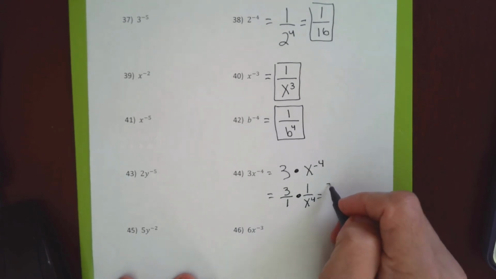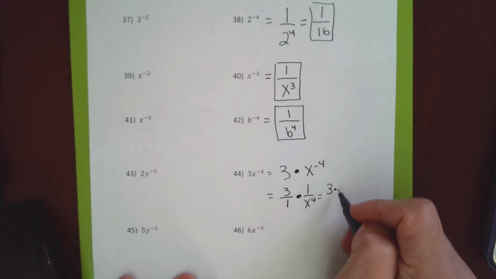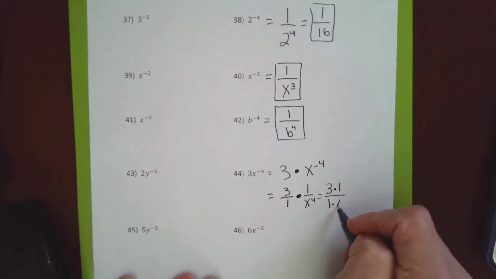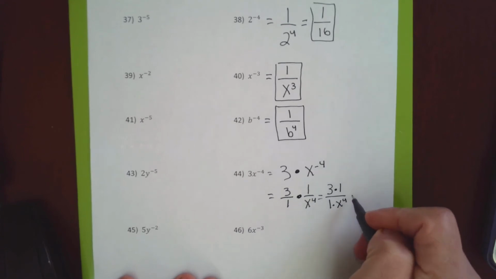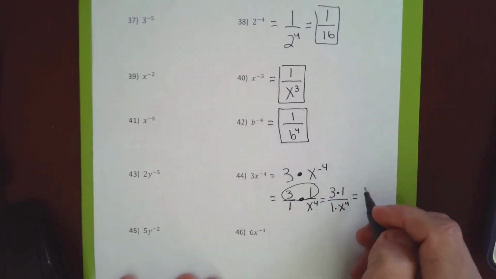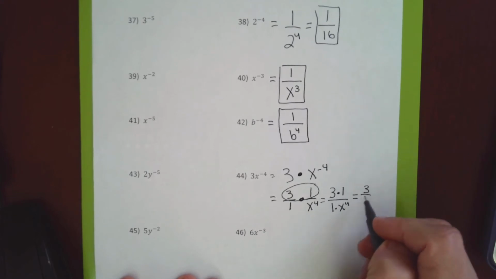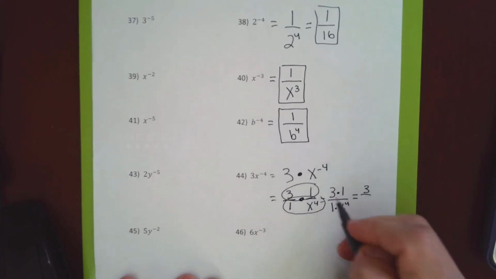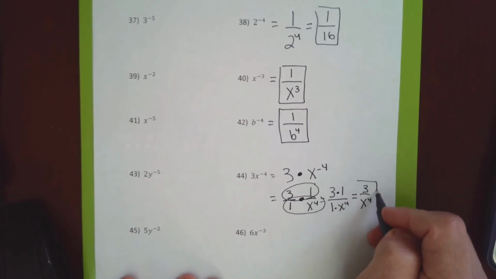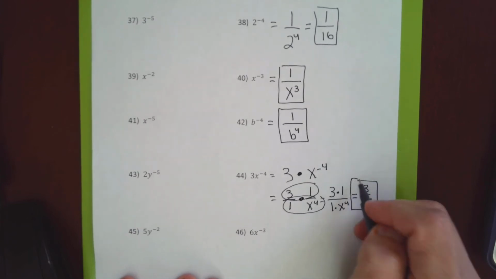If you have a fraction, you can multiply fractions by multiplying the numerators and multiplying the denominators. When I multiply the numerators of these fractions, I'm multiplying 3 times 1, which is 3. When I'm multiplying the denominators of the fractions, 1 times x to the 4th is x to the 4th. So this should be 3 over x to the 4th for my answer.